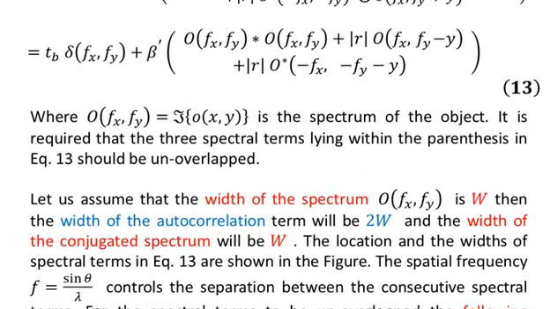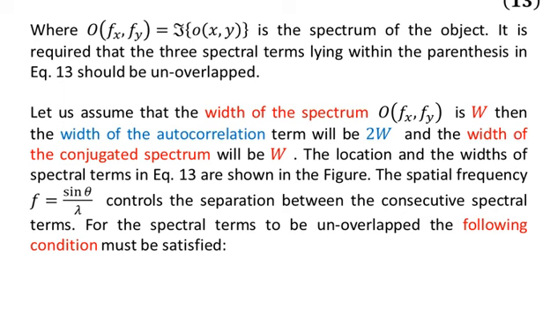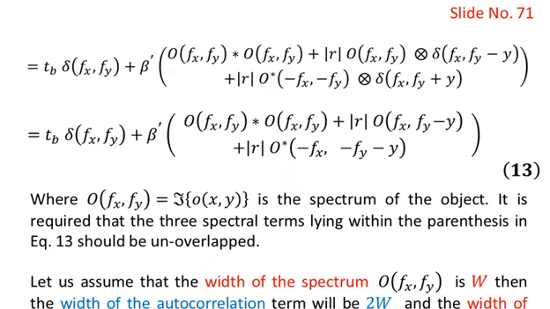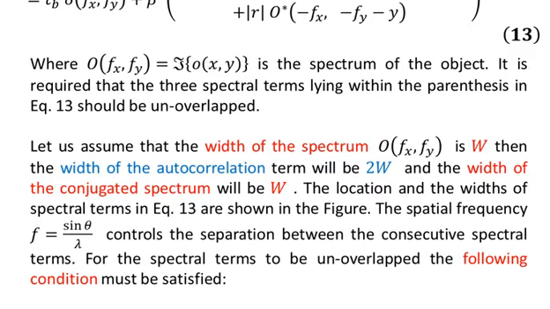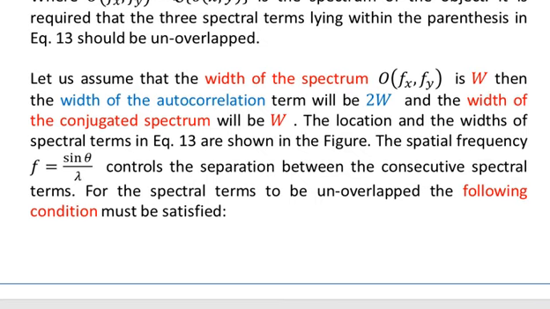that is the first term in this parenthesis in equation number 13. This is the autocorrelation term that will have a width of 2w, and the width of the conjugated spectrum will be w. So the width of the first term within the parenthesis, which is the autocorrelation term, will be 2w, and the rest of the two terms, capital O and capital O star, will each have a width equal to w. The location and the width of the spectral terms in equation number 13 are shown in the figure on the next slide. The spatial frequency f equal to sin theta over lambda controls the separation between the consecutive spectral terms.